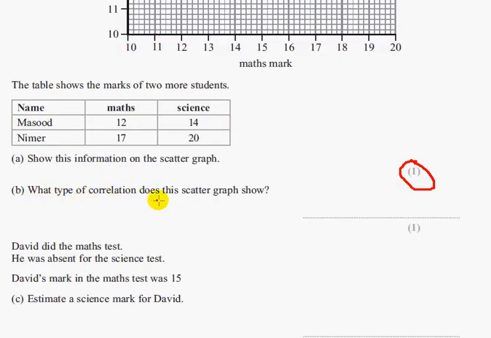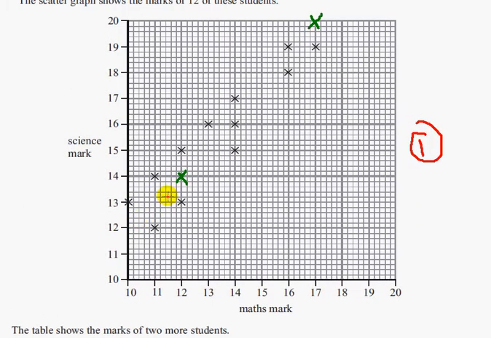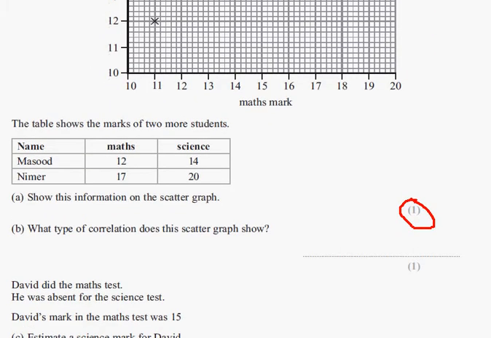Part B says what type of correlation does this scatter graph show? Let's have a look. You can see that as the maths marks get higher, so does the science marks. So it's a positive correlation. So you're going to need to write positive correlation, or positive will just do. Okay, and that's also worth 1 mark.